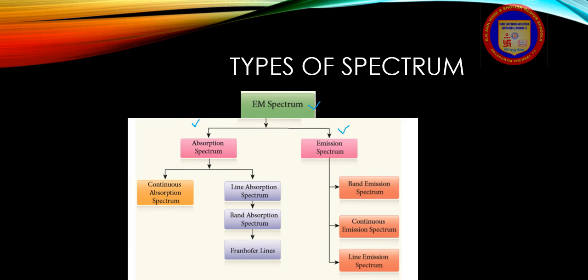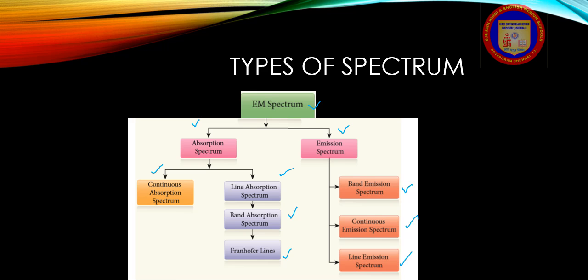So under absorption spectrum, it is being divided into two. One is continuous absorption spectrum, another is line absorption spectrum, band absorption spectrum. In that we are going to learn about the Fraunhofer lines. In emission spectrum, there are three: band emission spectrum, continuous emission spectrum and line emission spectrum.